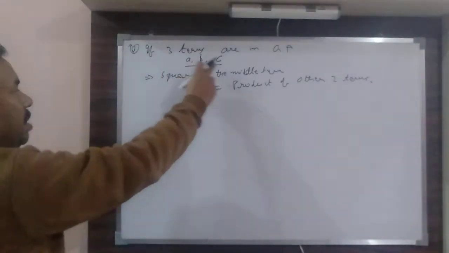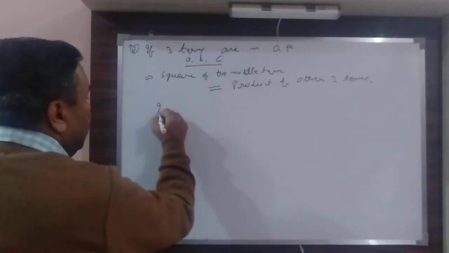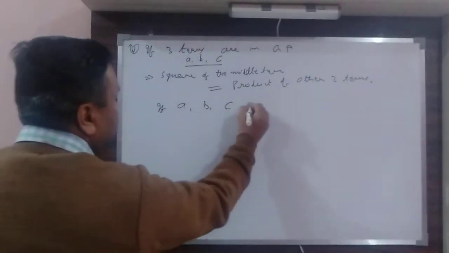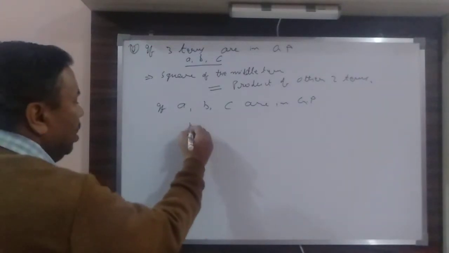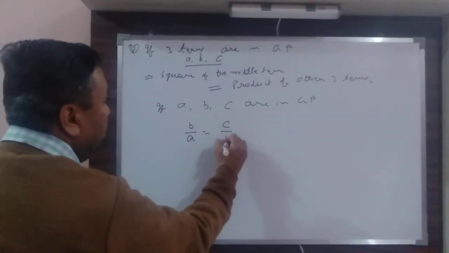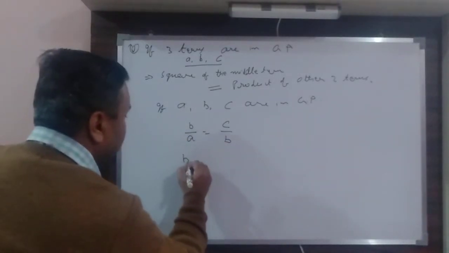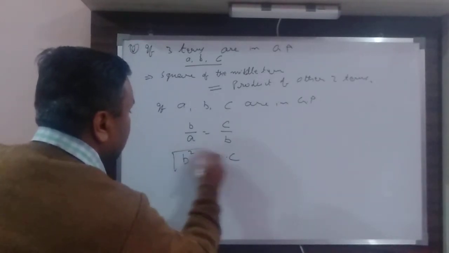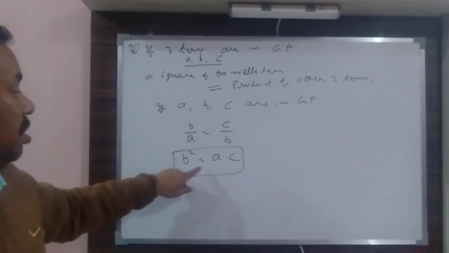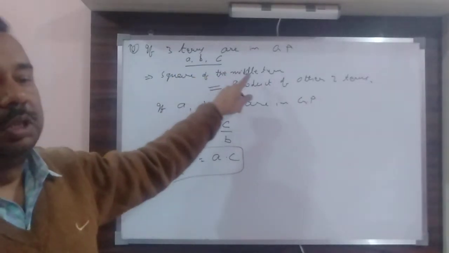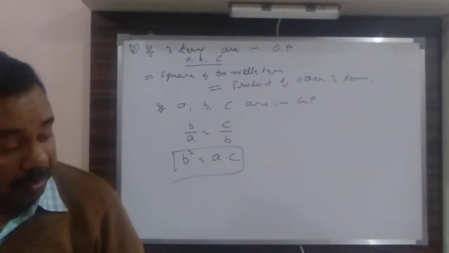If these 3 numbers are in GP, that means there is a common ratio. Obviously, if A, B and C are in GP, then B over A will be equal to C over B. Very simple. Just cross multiplying, you will get that B square is equal to A into C. That is what it is said: the square of the middle term, B being the middle term, is equal to the product of the other 2 terms. So this is one of the very small properties.